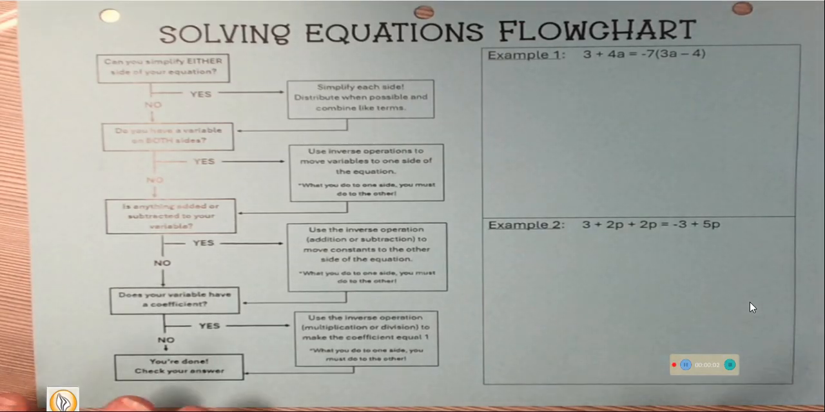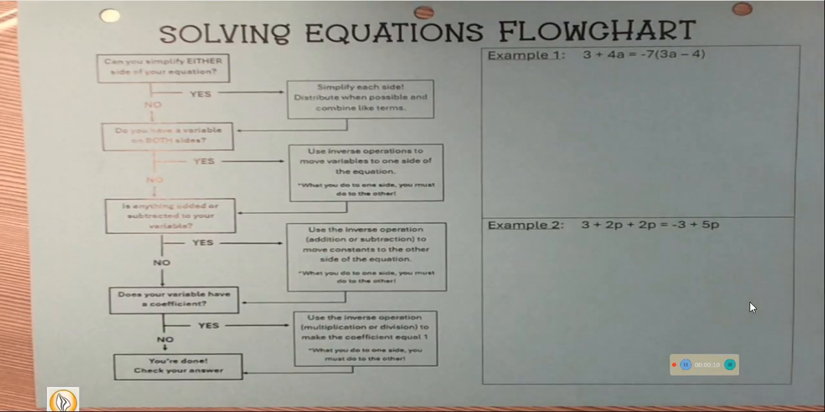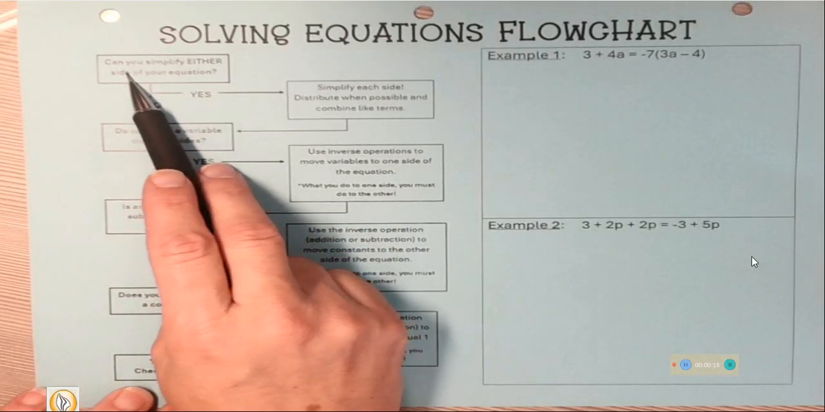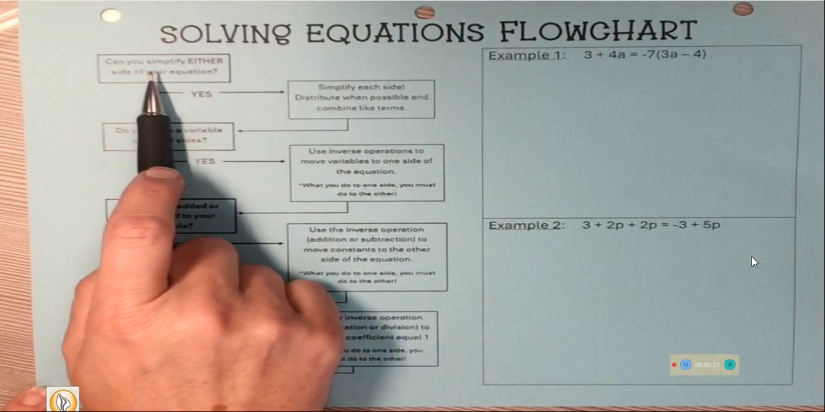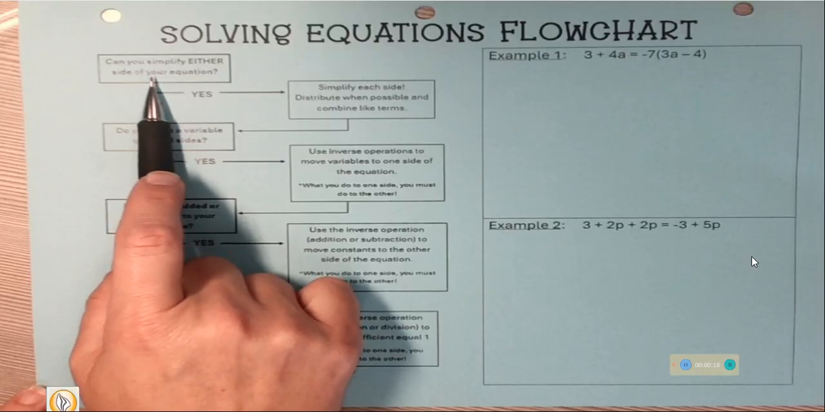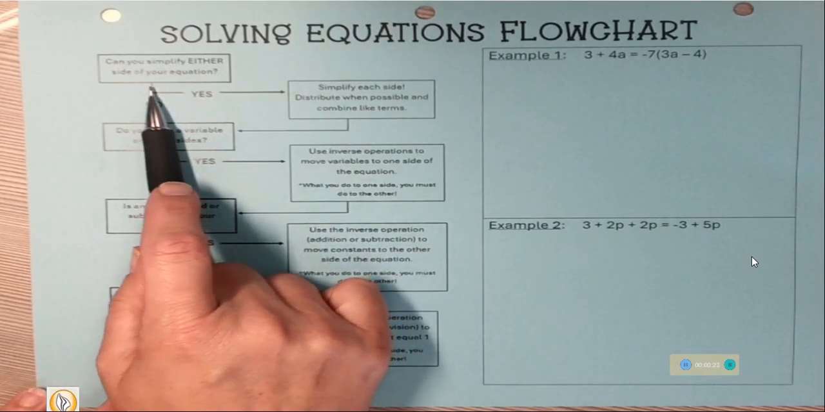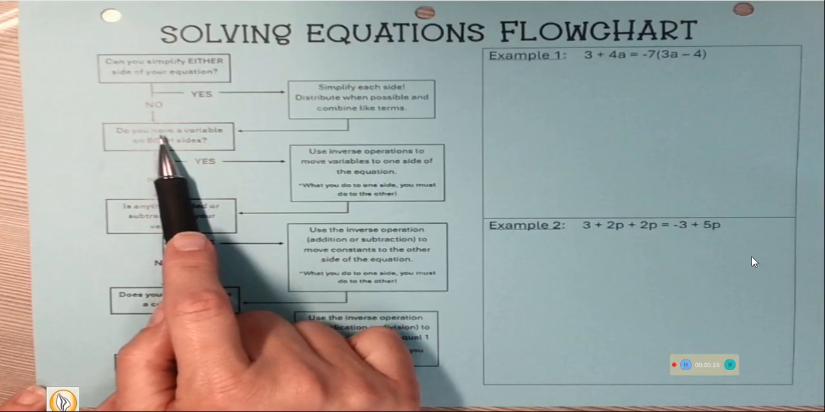Right, so here is a solving equations flowchart, because a flowchart is just a way of you asking yourself the same questions I usually ask you, okay? So you start out at the top. The way this is going to work is you ask yourself this question. If the answer to that question is yes, you do what it says here. If the answer is no, you go down to the next question.